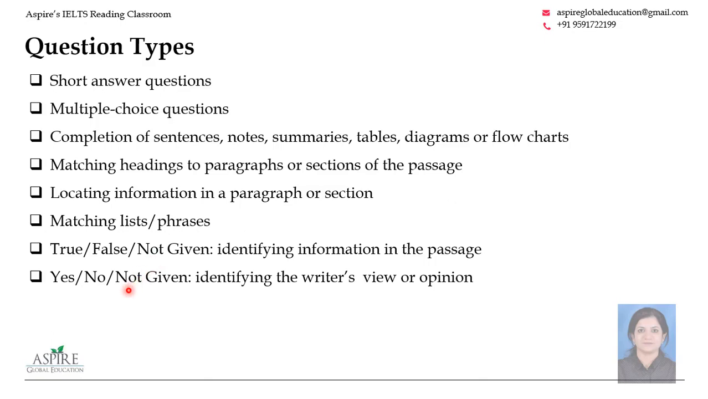The last type, yes, no, not given, which helps you to identify the writer's view or opinion, is quite similar to your previous question type. But the only difference is that instead of true, you will have to find out whether it's a yes and it claims what the writer says, or it's a no.